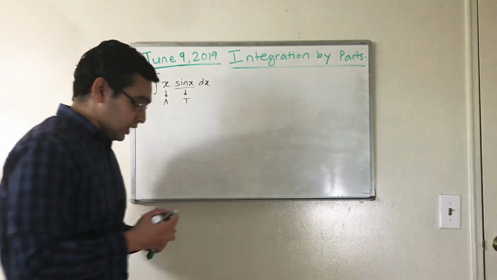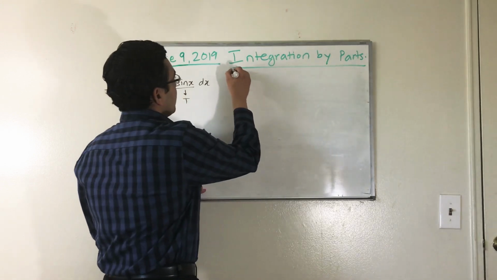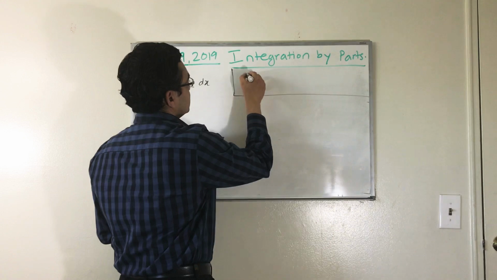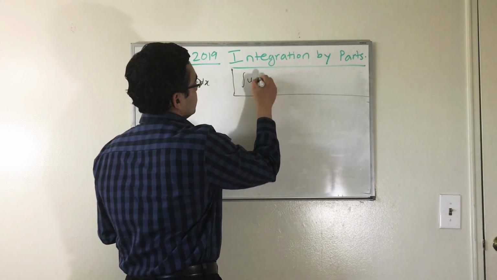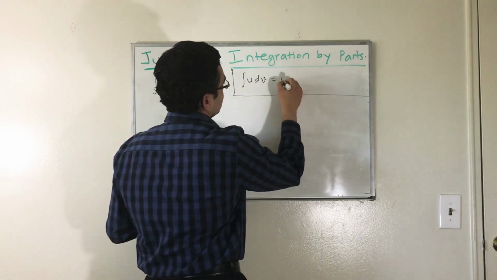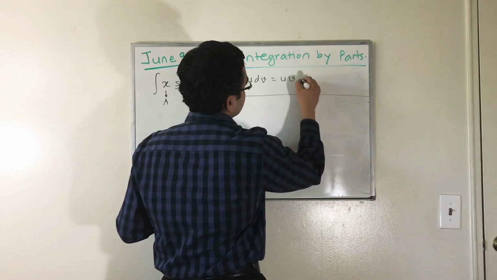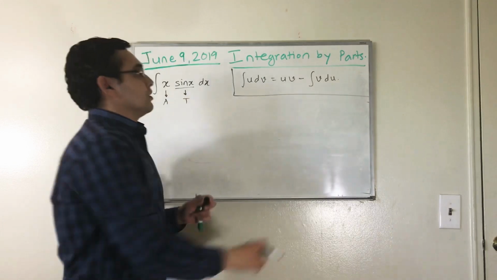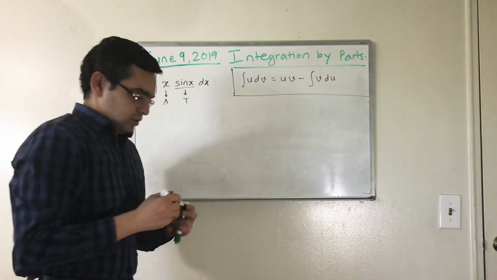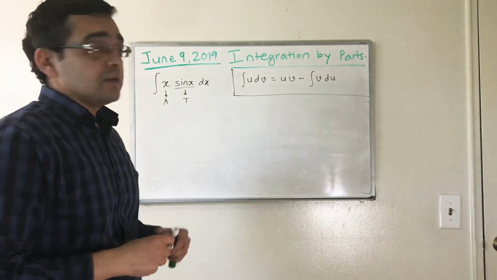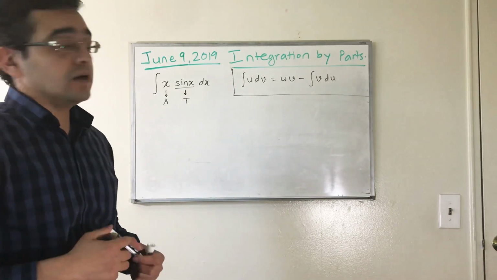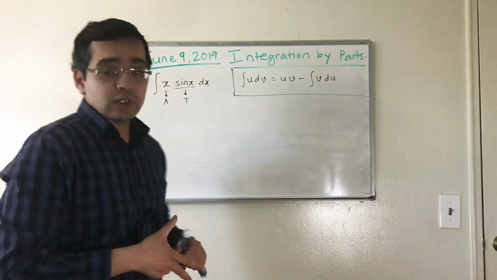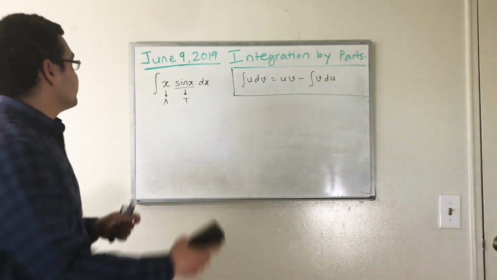Okay, so before we do that, let's see the formula. The formula for integration by parts is given by integral u dv equal to uv minus integral v du. So this looks like a fairly complicated formula, but we can have a quick derivation using the product rule for differentiation. Let me walk you through it very quickly.